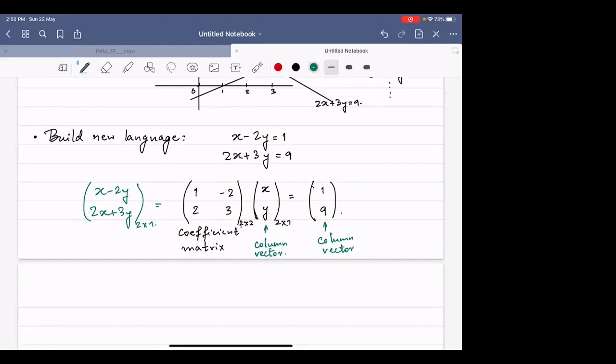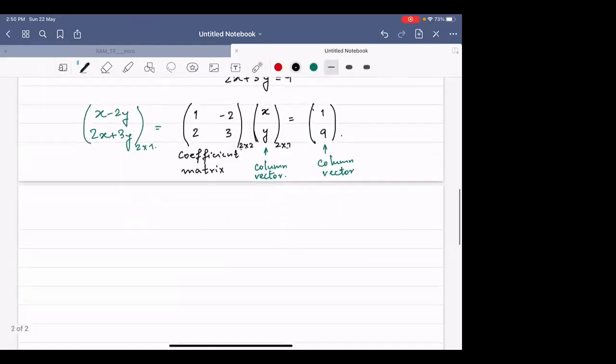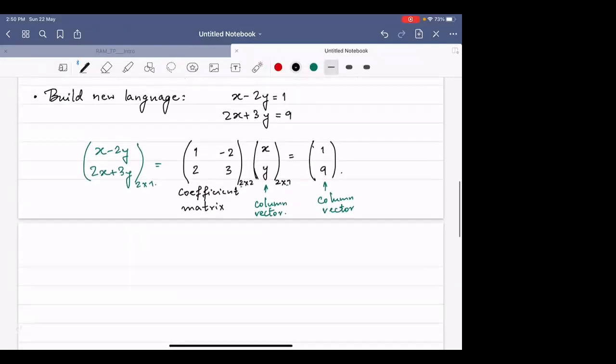Now, there is one more thing that you can do. So this was one expression. Another expression that you can have is the following. This is the row expression.